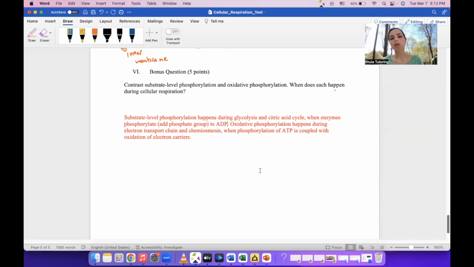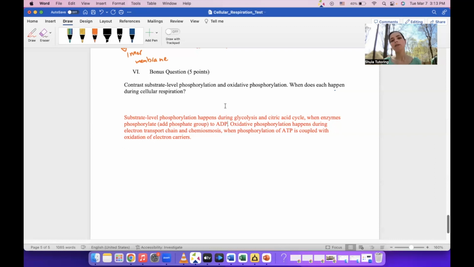Oxidative phosphorylation happens during the electron transport chain and chemiosmosis, when phosphorylation of ADP to make ATP is coupled with oxidation of electron carriers. NADH and FADH2 will come in, and they will unload their electrons, and the electrons will go down the electron transport chain, and that's what will allow us to have this phosphorylation, right, to produce ATP.